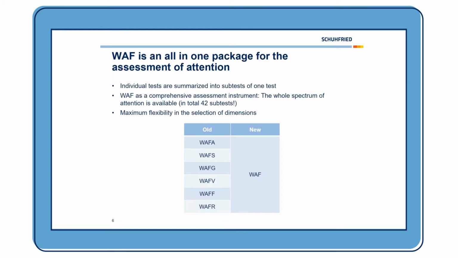As you might know, before we had a lot of different WAF tests. We had the WAF A for alertness, the WAF G for divided attention, and so on. So now the new WAF is an all-in-one package for the assessment of attention. We took all these 42 different subtests from the old WAFs and we made it into one big test. So the whole spectrum of attention is available in one test now. And of course, you have a maximum flexibility in the selection of dimensions. The old subtests didn't disappear. They are in the new WAF, and we actually have 2 new subtests.